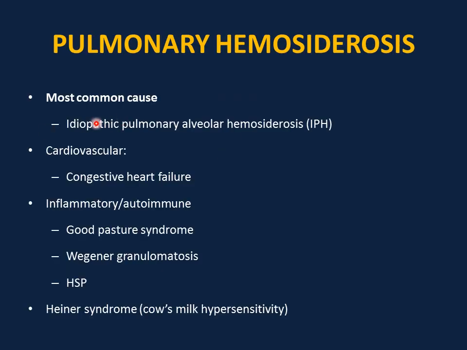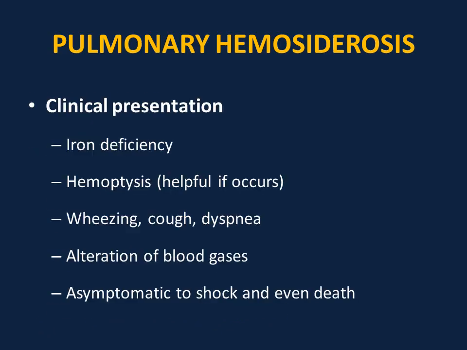The most common cause of pulmonary hemosiderosis is idiopathic pulmonary alveolar hemosiderosis, where the cause is unknown. Cardiovascular causes secondary to congestive heart failure, inflammatory or autoimmune causes, for example Goodpasture syndrome, Wegener granulomatosis, Henoch-Schönlein purpura. Also can be associated with cow's milk hypersensitivity, and is well known as Heiner syndrome.